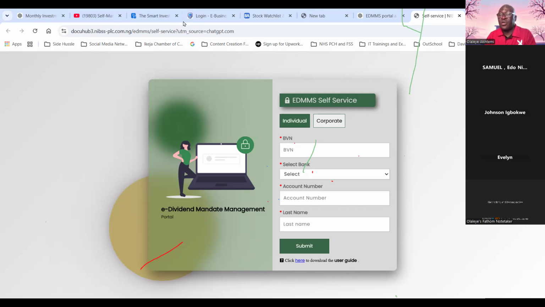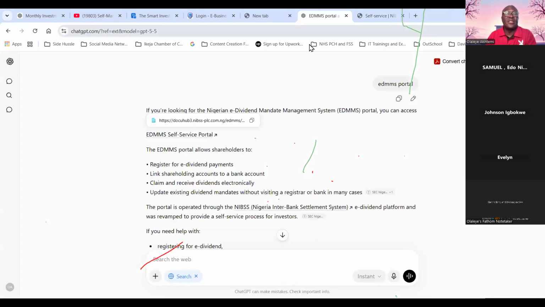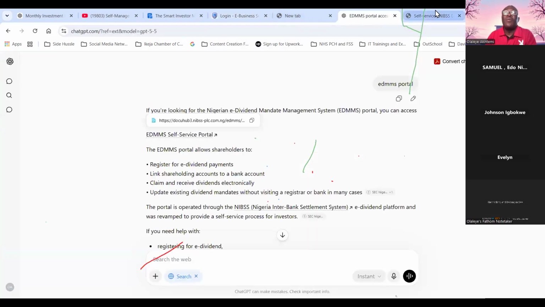Okay, let's move on quickly so that we don't get stuck on one thing. Sorry, one more question, sir. Yes. How do you get the form online? This form, the e-dividend mandate form? Yes, sir.